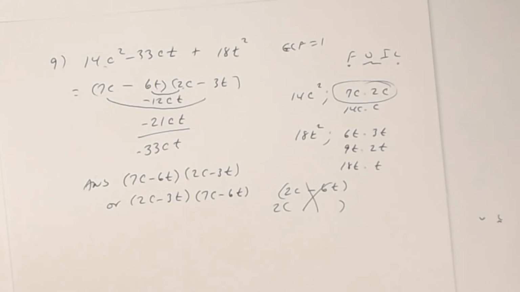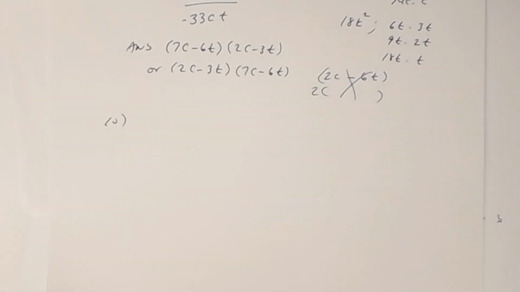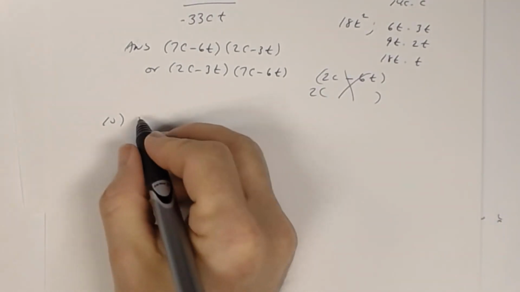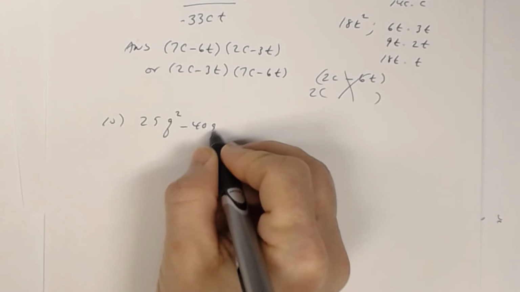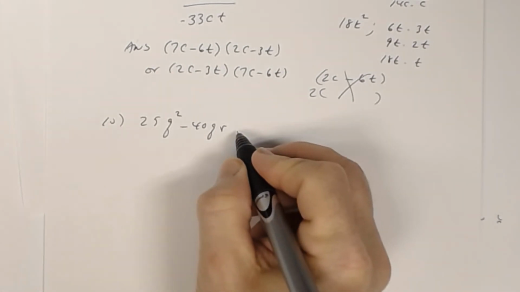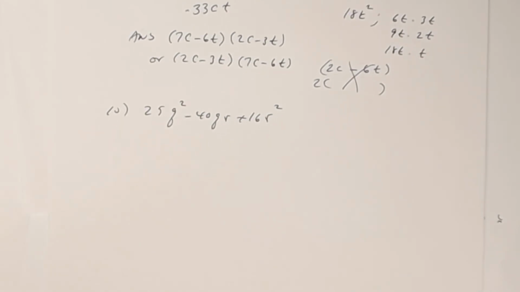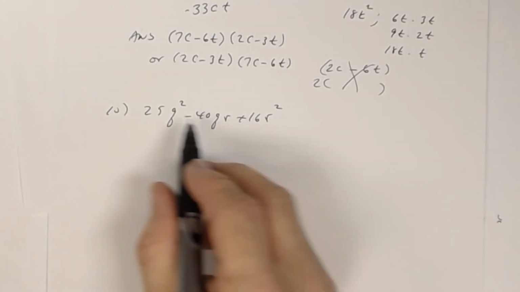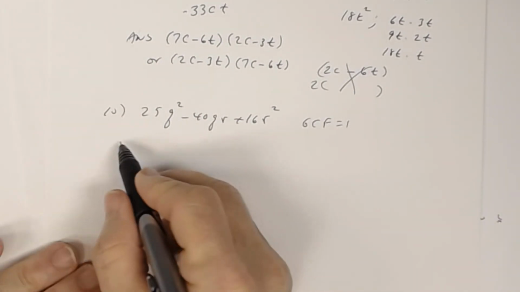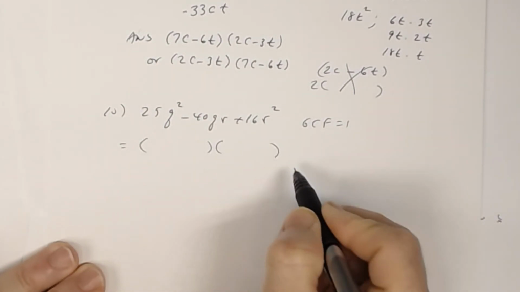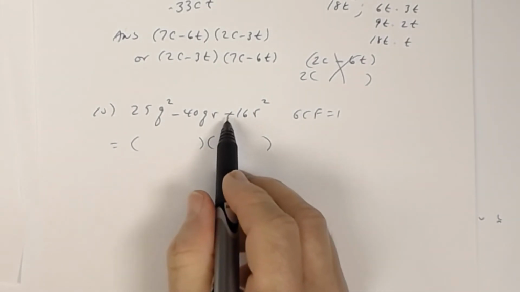All right? And then number 10, we have 25q squared minus 40qr plus 16r squared. Okay, so again, if you look at those three terms, the GCF is 1. So we're going to go directly to those two binomials. And this is an easy one because the last sign's positive, so it's always a good one.